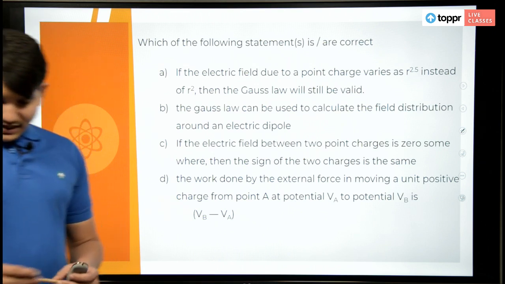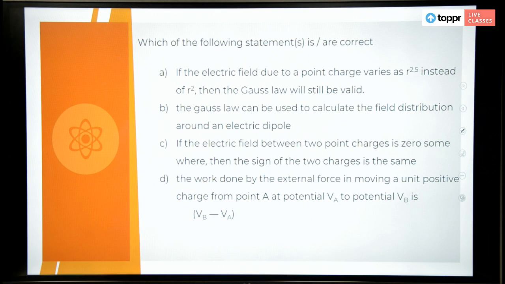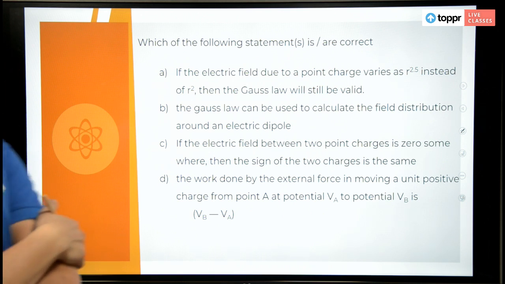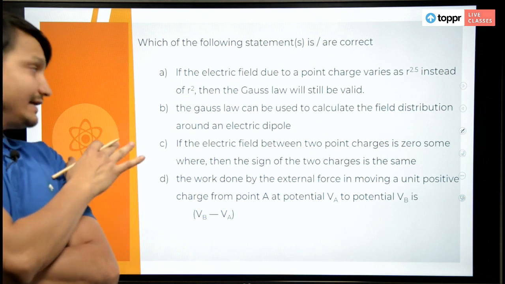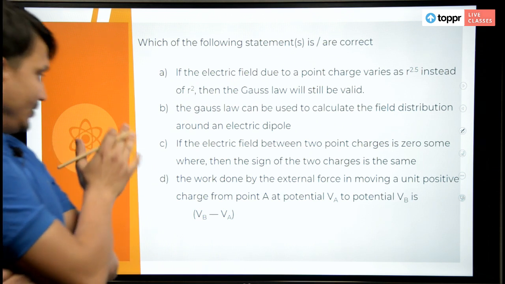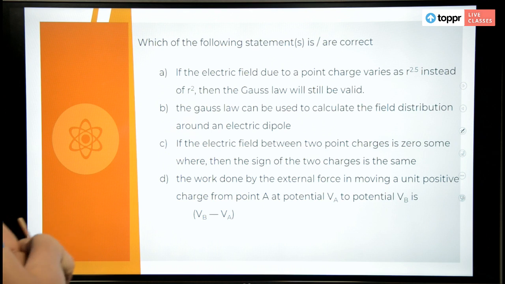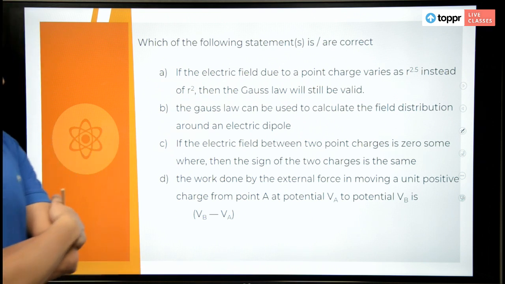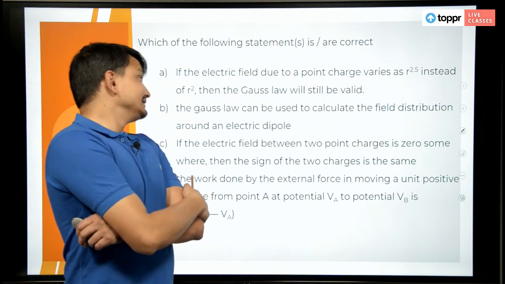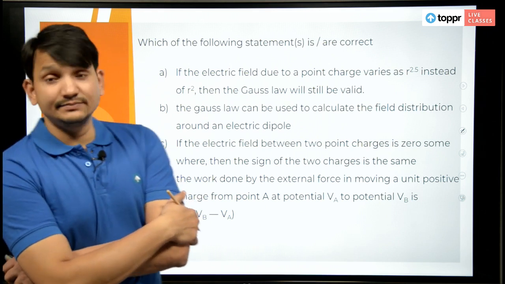Now this is some kind of error finding part, or say the right statement finding part. So this is quite theoretical, but each option that we are looking at has different concepts. But still all of them are from electrostatics. So let's read it together and see which one we can eliminate and which one we can say is right. If the electric field due to a point charge varies as 2r to the power 2.5 instead of r square, then the Gauss law will still be valid.